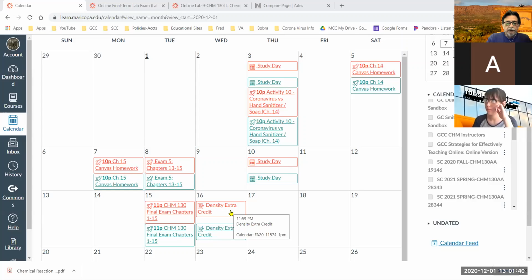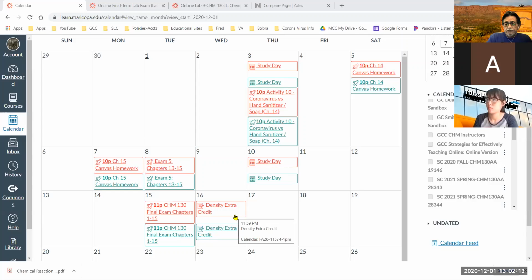The density extra credit, I did move it. I moved it to be due on the 16th because I've got to get the grades in by the end of the week, so the 16th, right the day after the final. Now, what it entails is a file. It's in the section where the final exam is, so it would add to the final exam as far as points are concerned. I got to check my notes, but I believe it's 10 points.